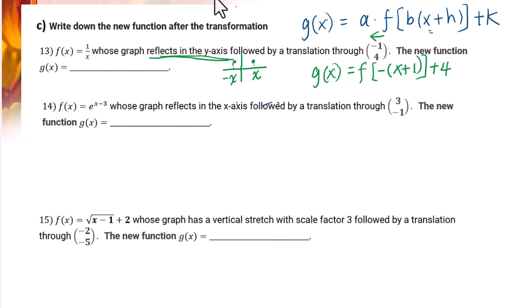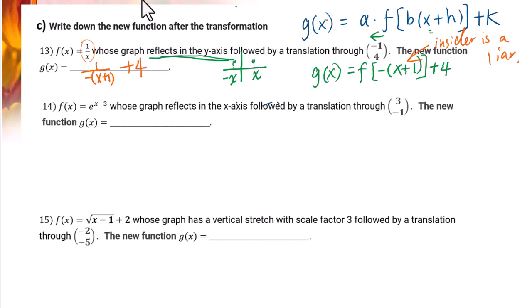Remember, inside is a liar. We will plug f of negative x plus 1 plus 4 into this function. We will get 1 over negative x plus 1, then plus 4.